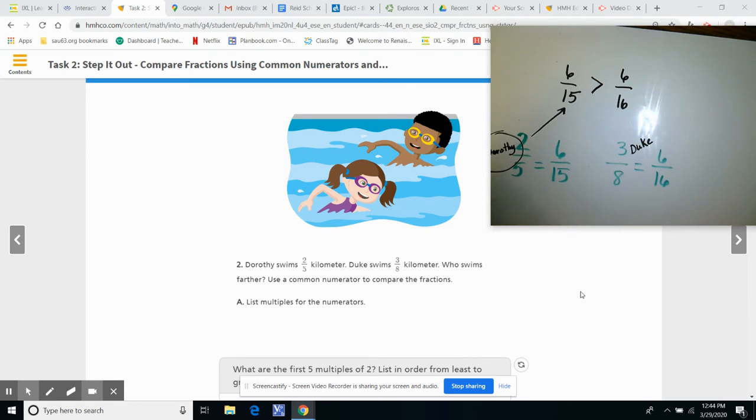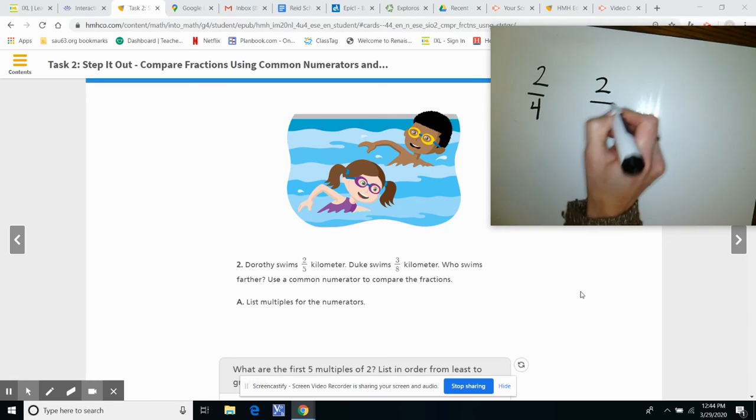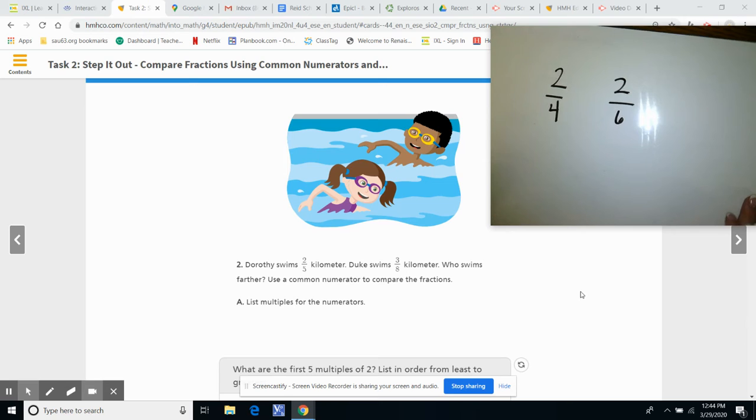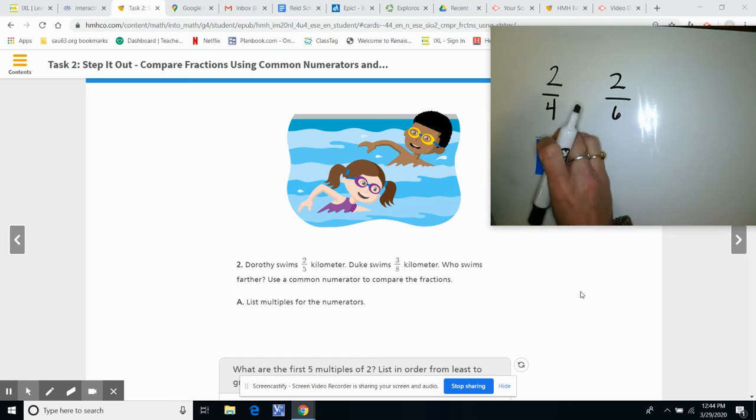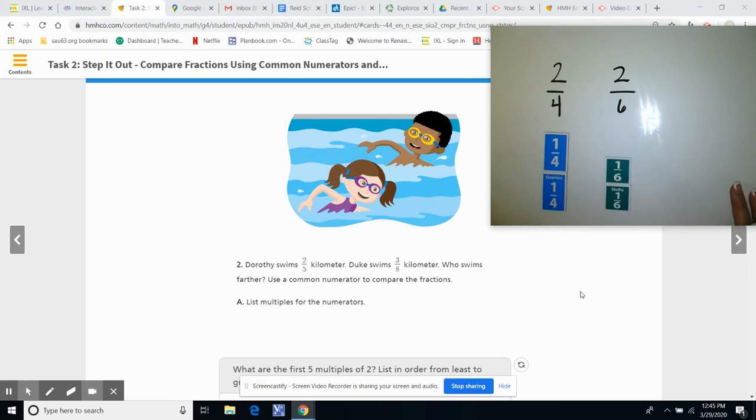I wanted to show you this concept again because it can be a little tricky, since we're talking about it in reverse. Let me just show you real quickly using my tiles. Let's compare 2/4 and 2/6. Okay? If you were to take the tiles and create 2/4, here is 2/4, 1 and 2. When you add them together, they equal 2/4. And here is 2/6.